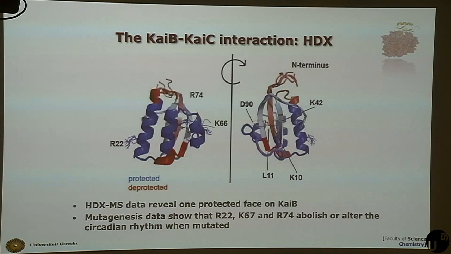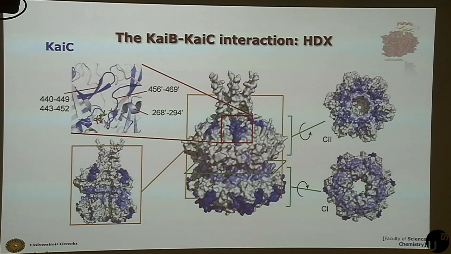This is KaiC, which is a much larger protein. You can see that there is a six-fold symmetry when you look from the top. So this explains the 6 to 1 binding. It's kind of a double donut because you can open it and you see that there is a hole in the center. And all the blue regions are the regions that are affected when KaiB is binding. So there are changes in HD exchange protection. And you see that we have a problem. We see now 6 binding sites on the top. We see 6 binding sites at the bottom. So that's 12 already. And if you open your donut, there is even change in protection at the interface between those.